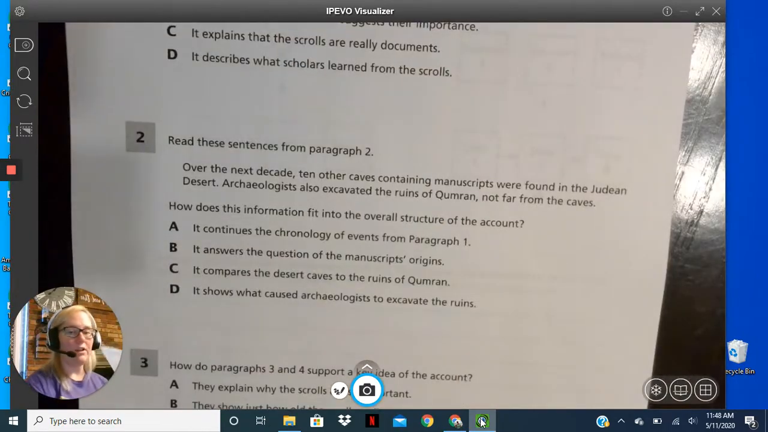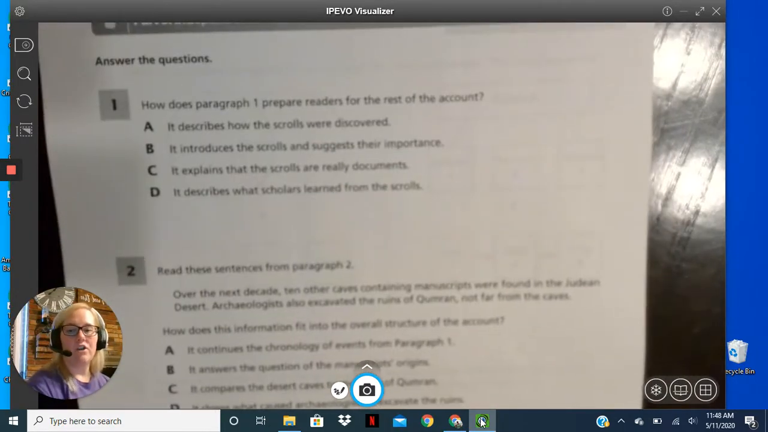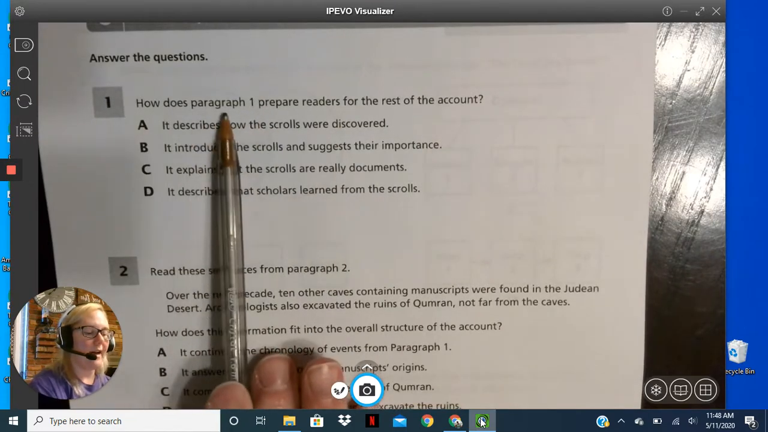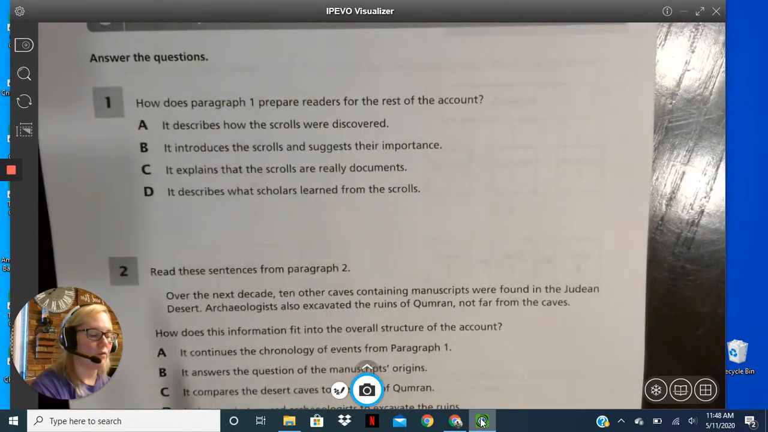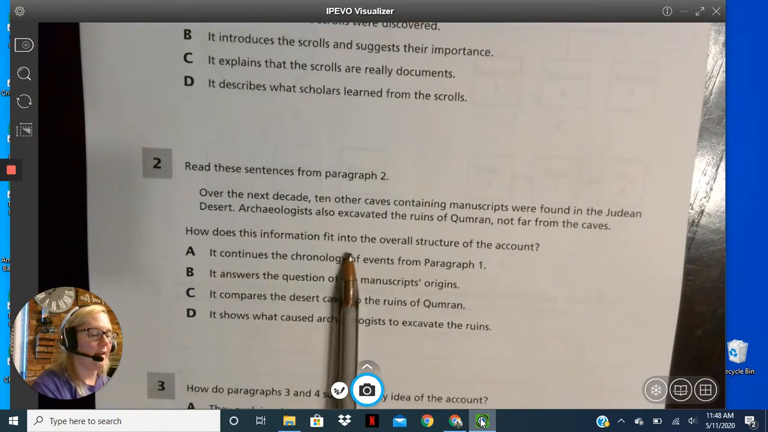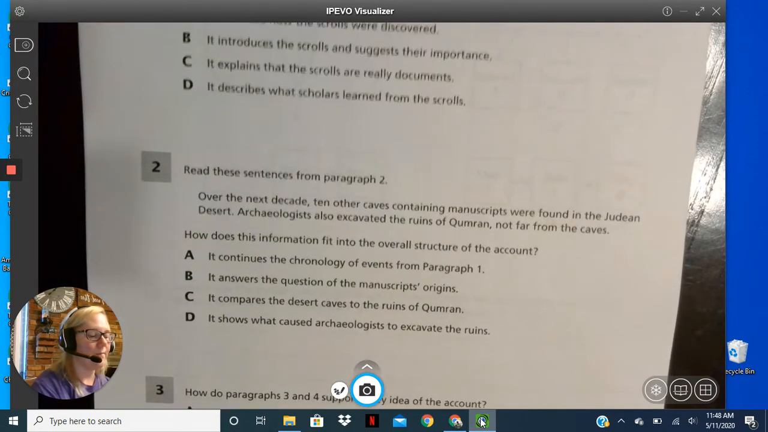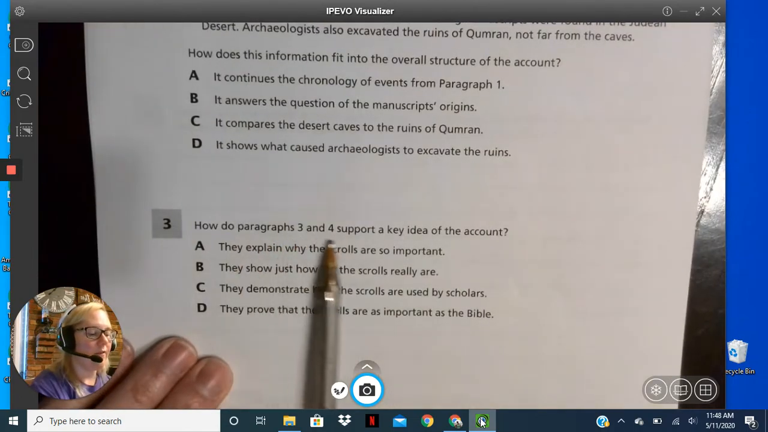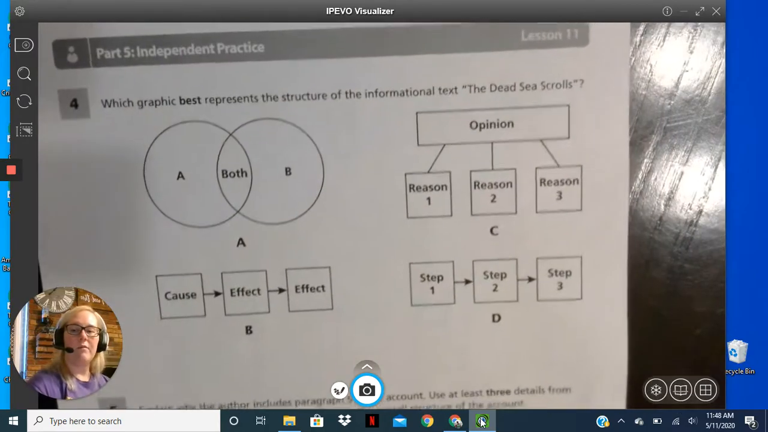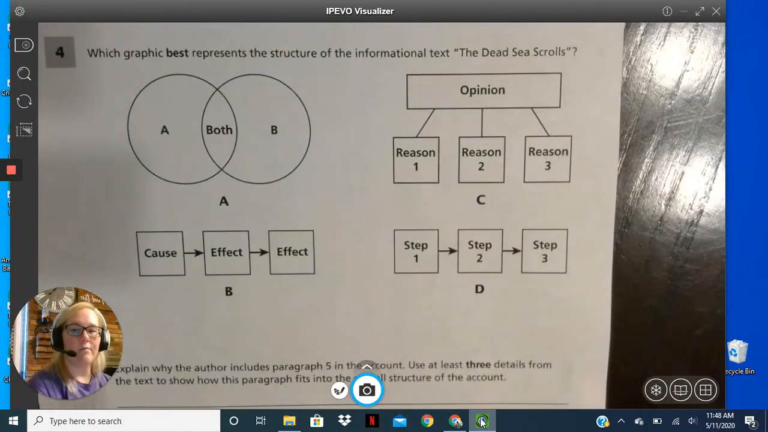And then there are 5 questions that go along with this. And just go back to each paragraph it's asking you about. So number 1 is asking you about how paragraph 1 prepares readers for the rest of the account. For paragraph 2, you'll read some sentences and ask how that fits into the overall structure. Number 3: how do paragraphs 3 and 4 support a key idea of the account? Number 4 is asking you for the graphic that best represents the structure.